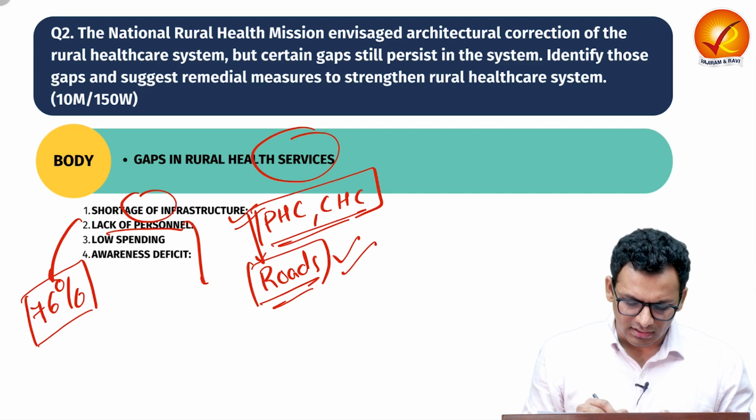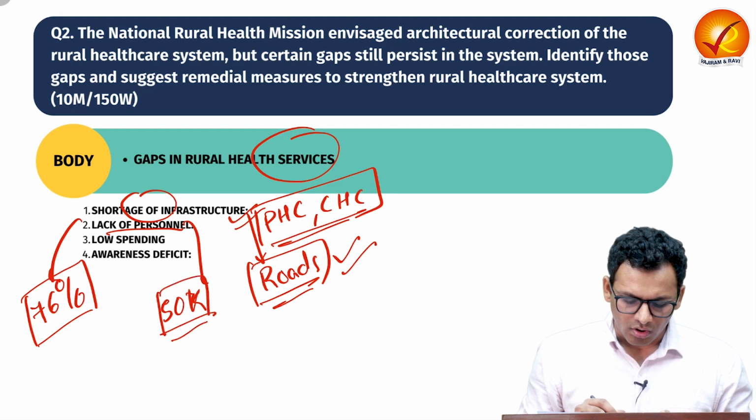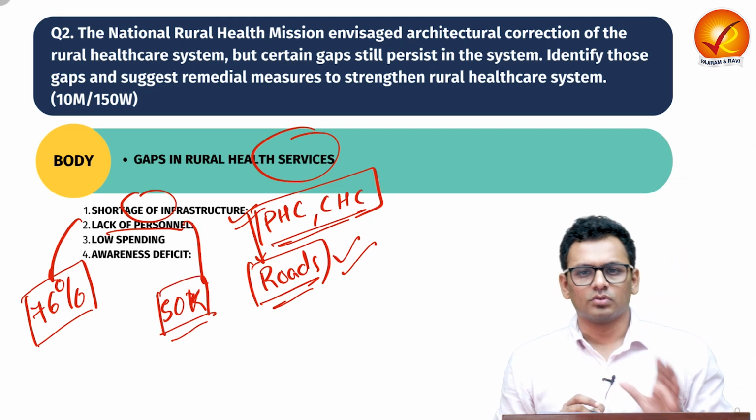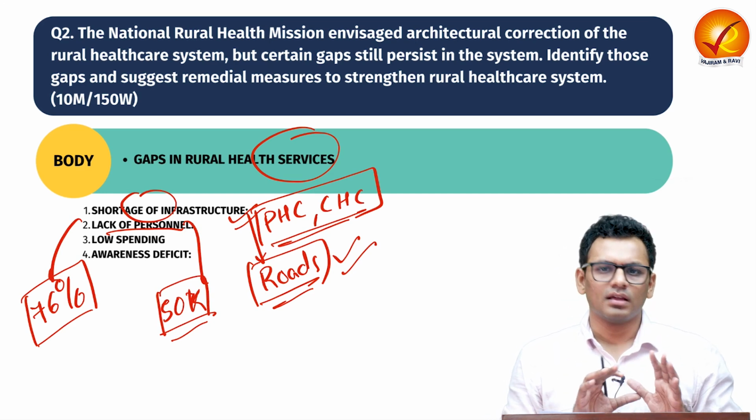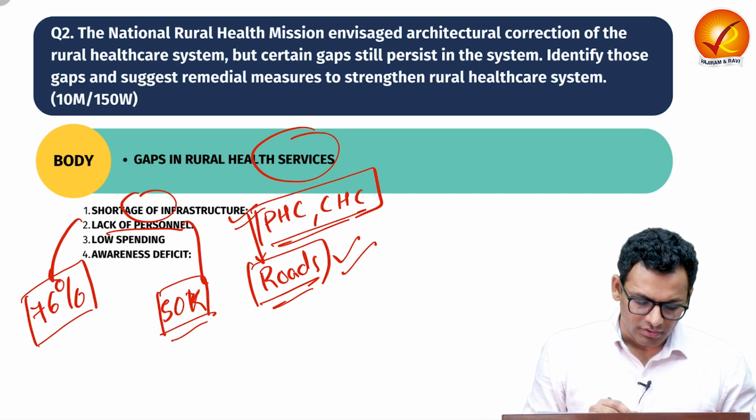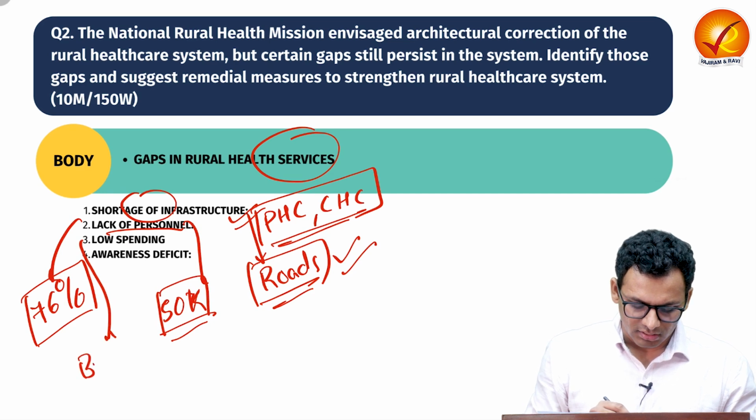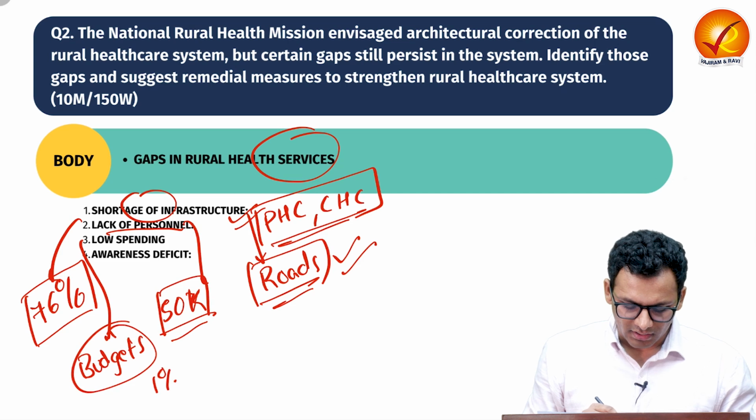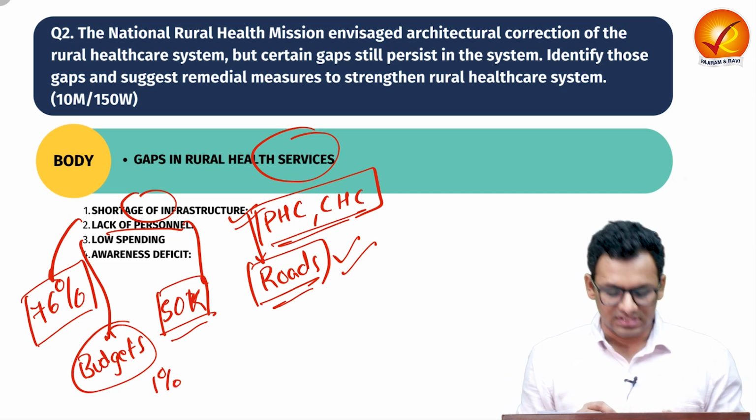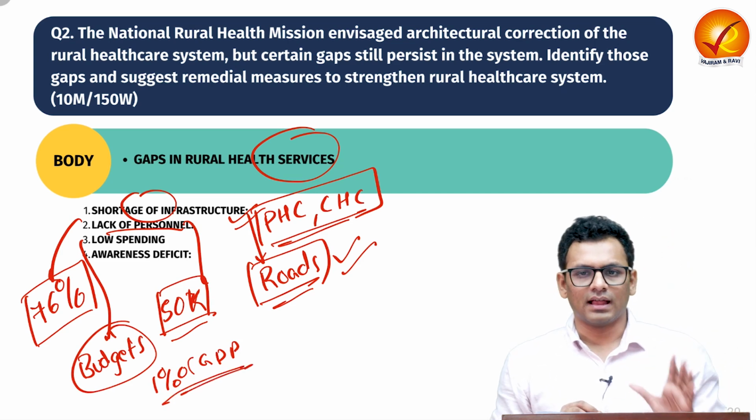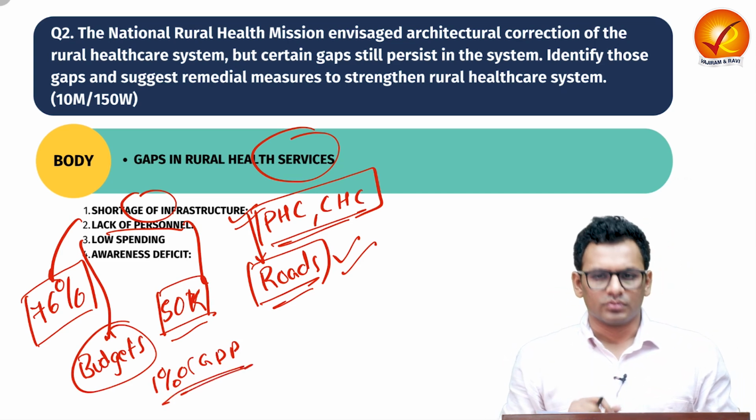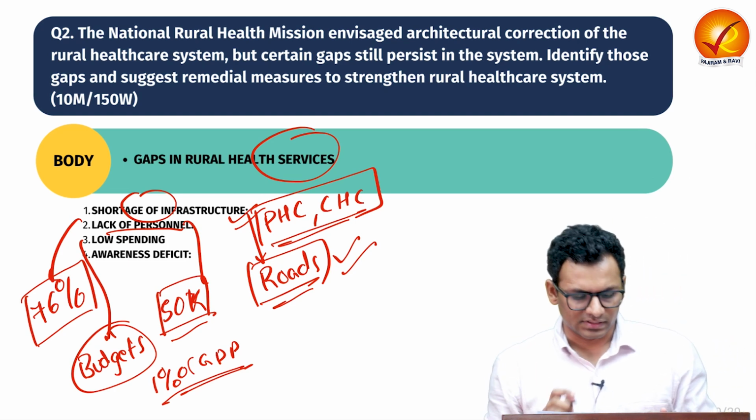We have also seen that more than 50,000 positions of doctors and nurses are vacant in rural places. So lack of personnel directly impacts the entire rural healthcare architecture. We have also seen how low spending by government via budgets is also impacting. We only have currently 1% of GDP allocated for healthcare, which should probably be more than 2.5 to 3%.